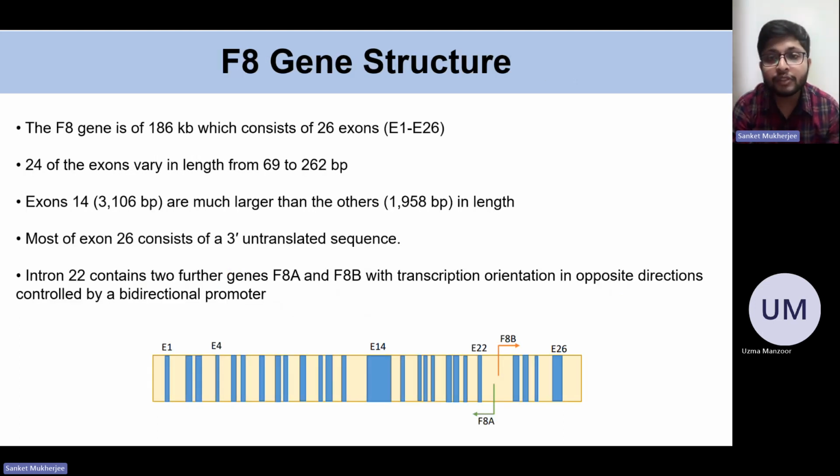So let's see the structure of the gene. The F8 gene is a 186 kilobase pairs gene which consists of 26 exons. So that gives us the answer. 24 of the exons vary in length from 69 to 262 base pairs. Exon 14 is of 3106 base pairs, much larger than the other exons. Most of the 26th exon consists of a 3' untranslated sequence. Intron 22 contains two further genes, F8A and B, with transcription orientation in opposite directions, controlled by a bidirectional promoter.